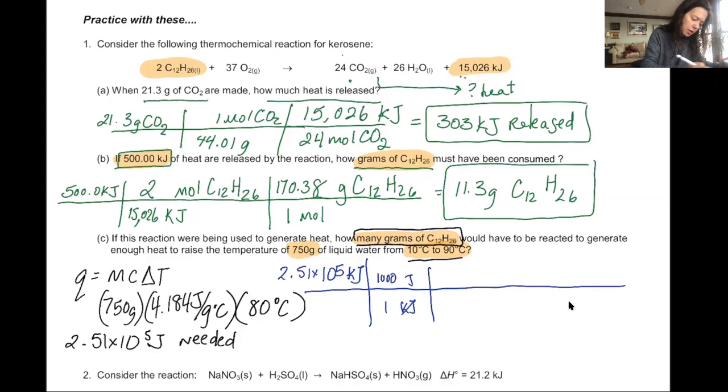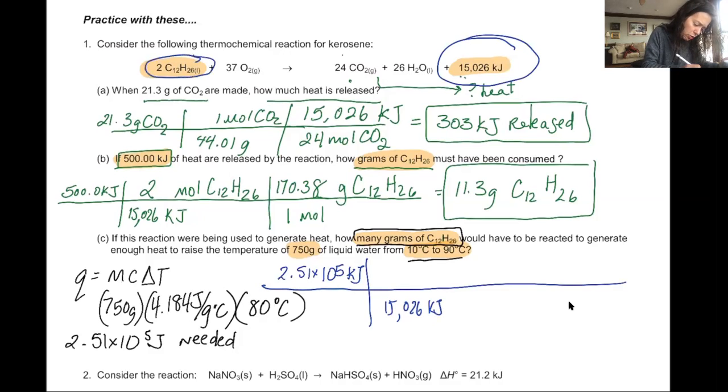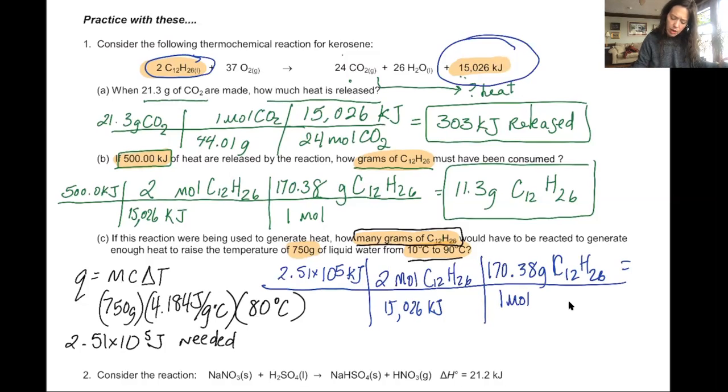No, I don't need joules because my enthalpy up there, my energy, is already in kilojoules, right? My bad. If you look right here, it is in kilojoules. What was I thinking? There are 15,026 kilojoules for every 2 moles of kerosene, but we need the grams. We've already calculated the molar mass. It's right up above. It is 170.38. So 170.38 times 2 times 2.51 with an exponent of 5, divided by 15,026 equals.